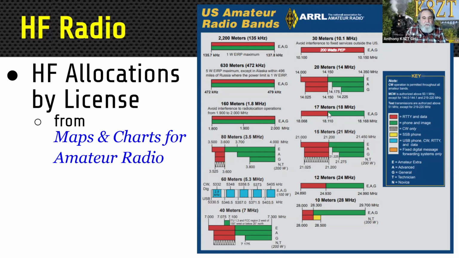You'll also notice on this chart that there are allocations on 4 bands for technician class operators on HF in CW, and they're shown by these little squiggly lines, and the 4th one is in the 10 meters. So these are CW only for those particular ones. The other ones are CW and RTTY and data.